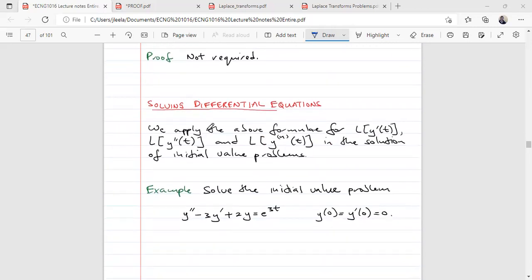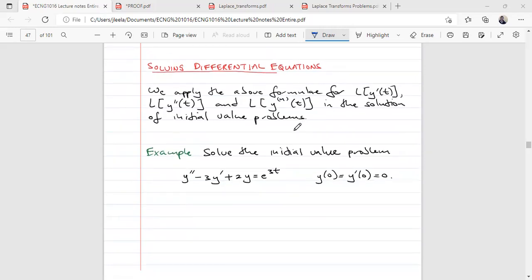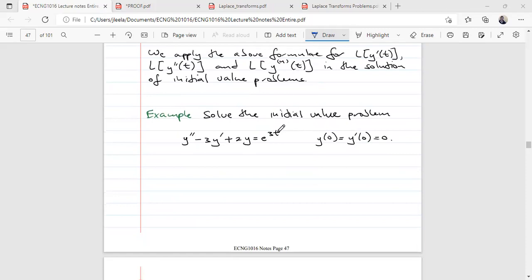Solving differential equations. We apply the above formulae for the Laplace of y prime t and y double prime t, and the Laplace of the n-th derivative of t, in the solution of initial value problems, right? So we're looking at some initial value problems now. Solve the initial value problem, right? So these are differential equations.